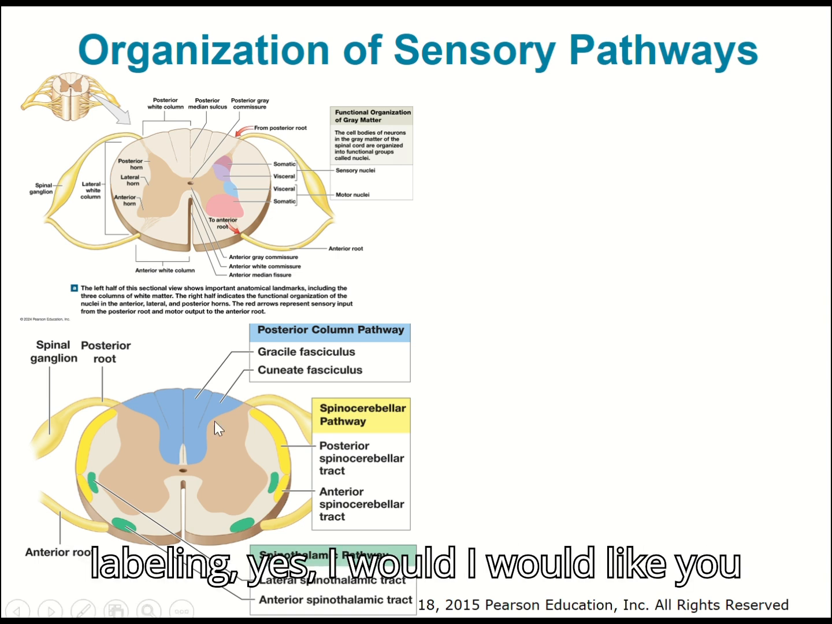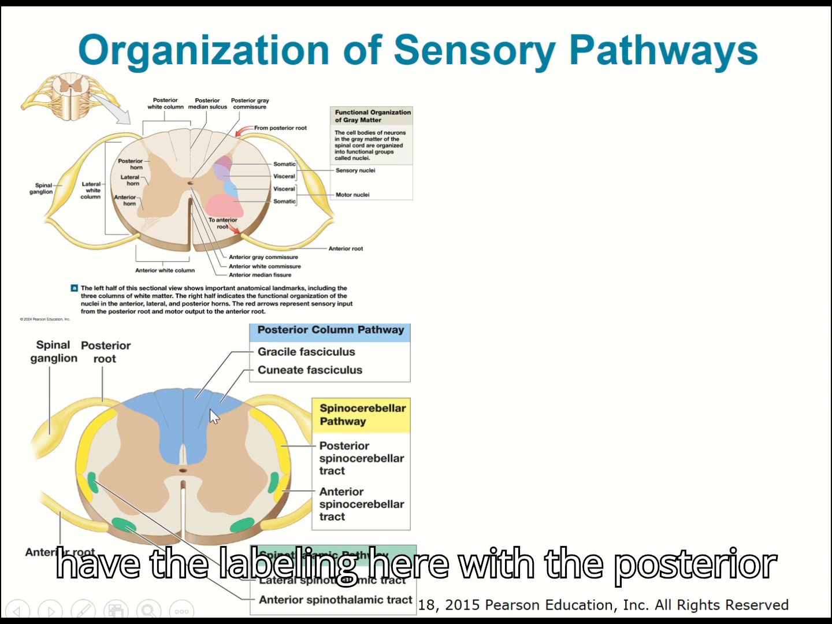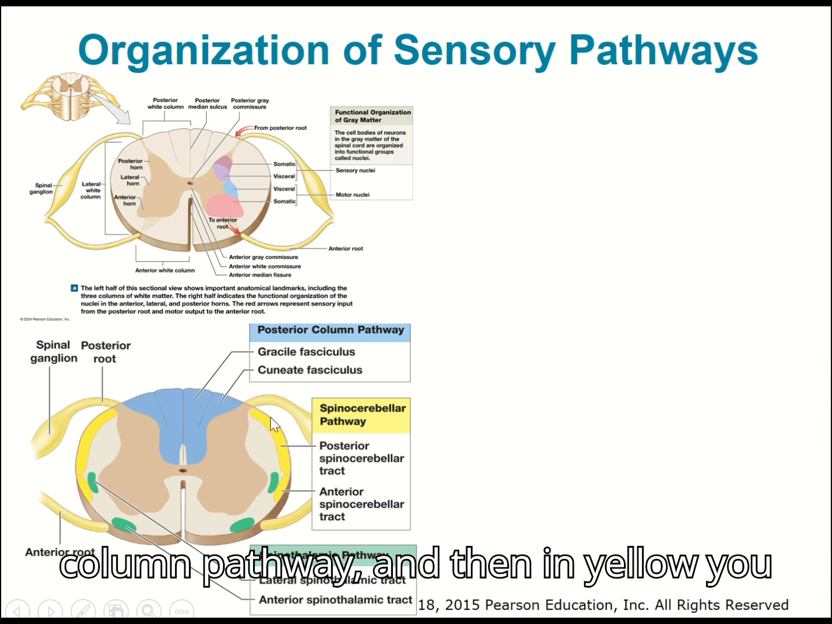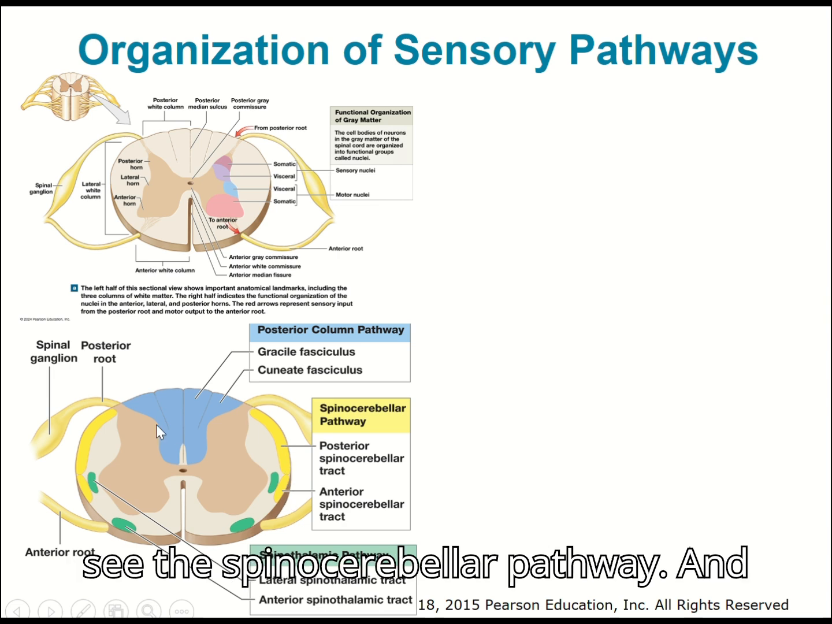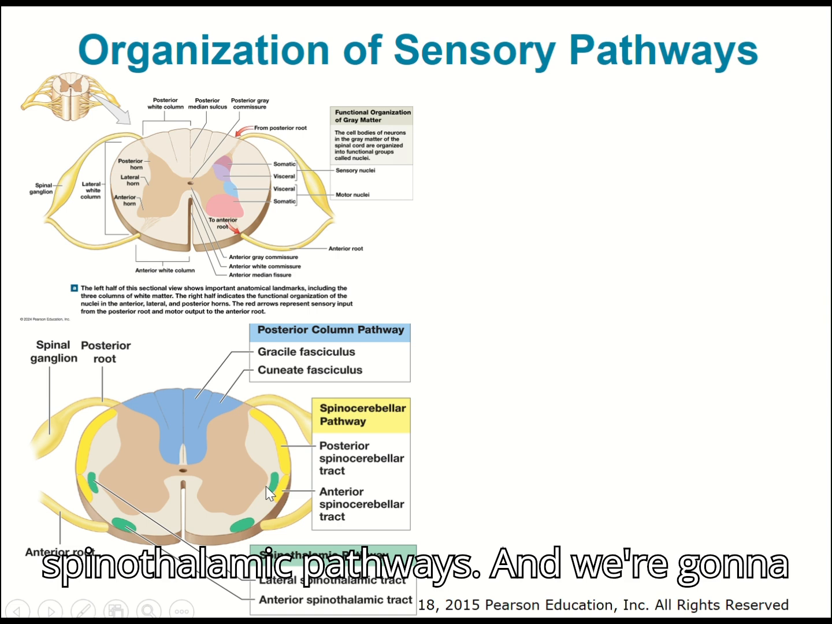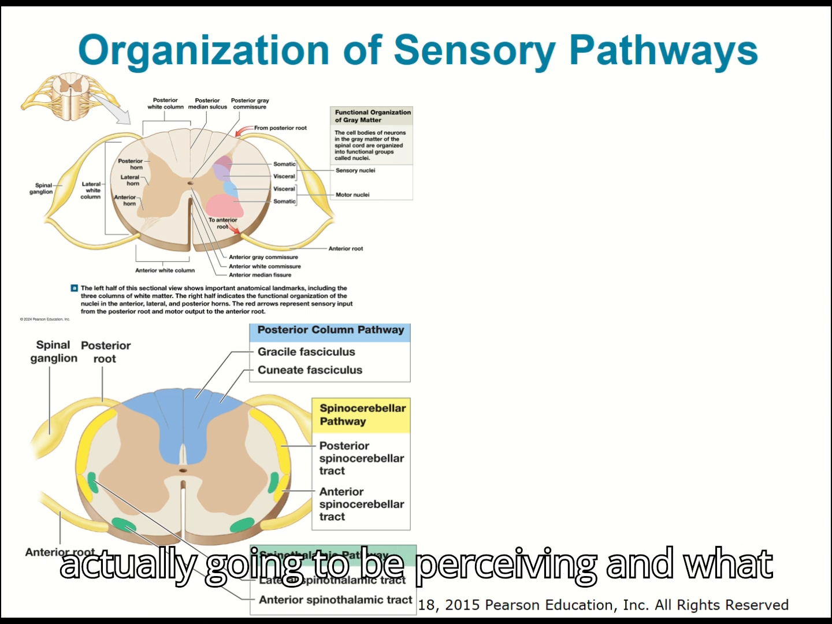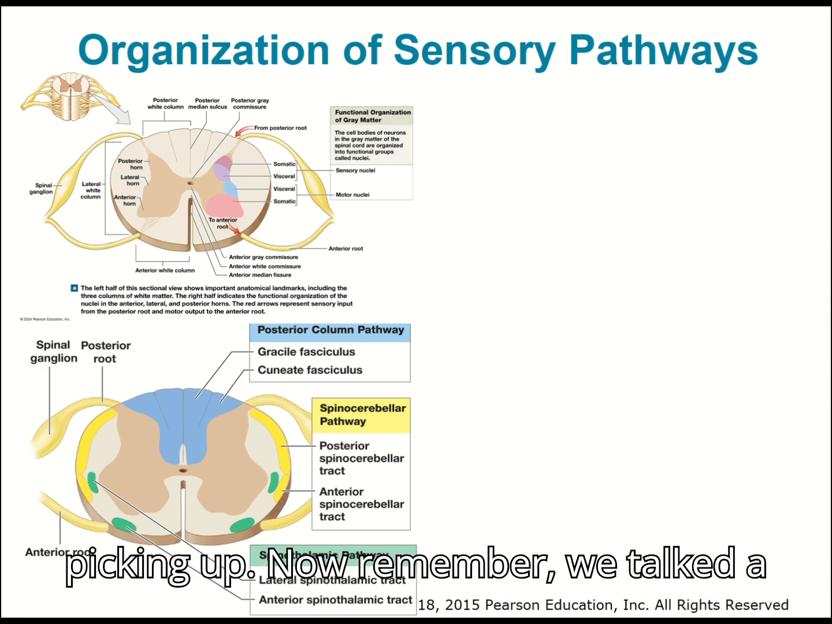So in terms of labeling, yes, I would like you to know the different sections. So you have the labeling here with the posterior column pathway, and then in yellow you see the spinocerebellar pathway. And then in green, these are our spinothalamic pathways. And we're going to talk about each of these and what they're actually going to be perceiving and what kind of stimulus they're going to be picking up.